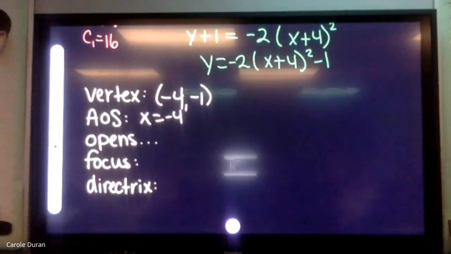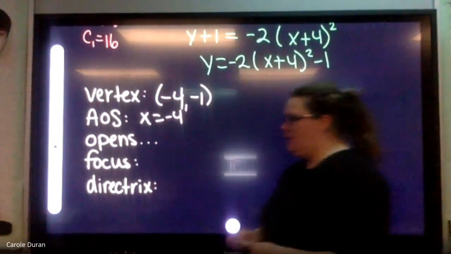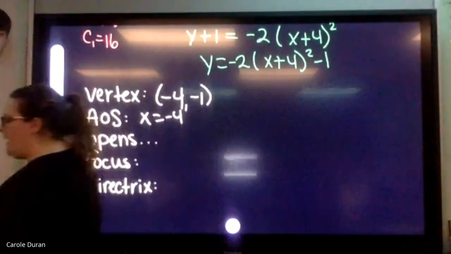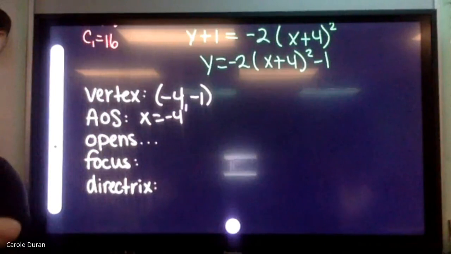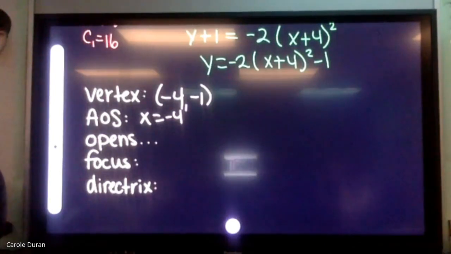Another fairly easy one is the direction of opening. Which value in my equation determines which direction my parabola opens? The a value. Where's the a value located? In front of the parentheses. A positive a value on a vertical parabola indicates that it opens up like a cup. A negative a value on a vertical parabola indicates that it opens down like a frown.